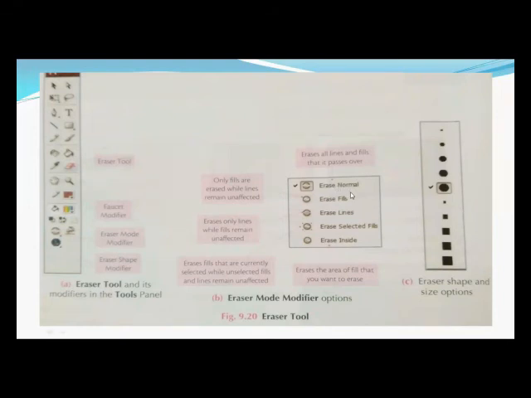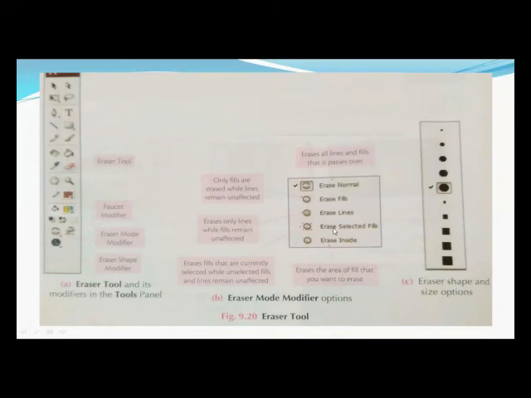Now these are the eraser modifier options. The first option erases all lines and fills that the eraser passes over. In the second option, eraser fills, only fills are erased while lines remain unaffected. The third option is eraser lines, which erases only lines while fills remain unaffected.